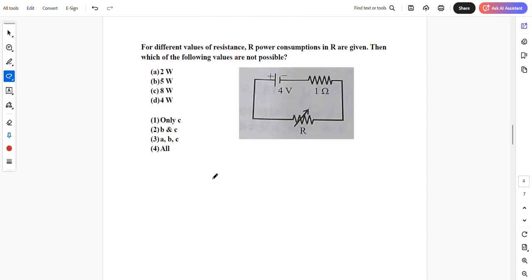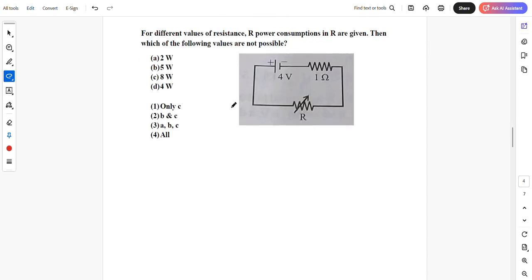Next, for different values of resistor again. What you have been given: E is given, small r is given, and capital R is variable. Let us say I can vary it from 0 to infinity. Now, maximum power will be dissipated in the circuit when capital R is equal to small r.